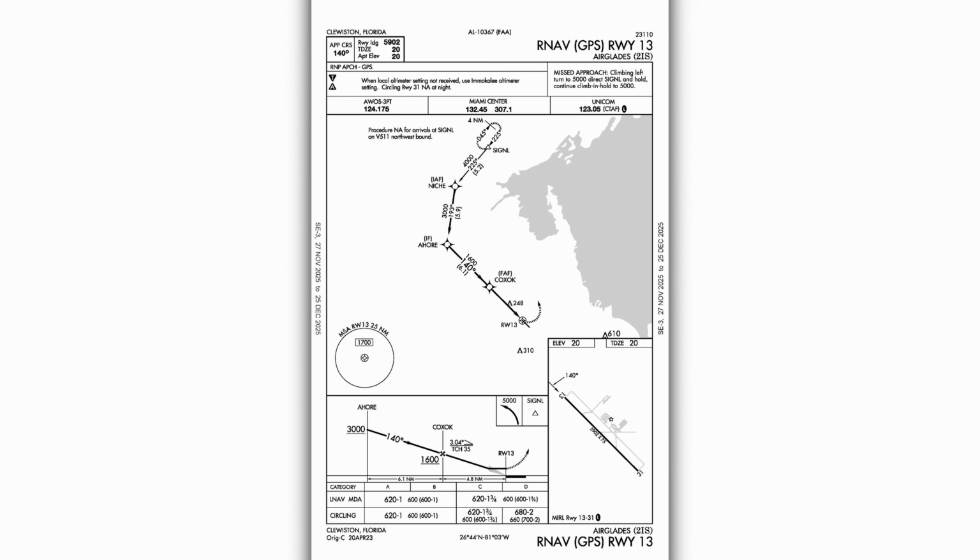Another type can be VOR and NDB approaches, as well as circling approaches, but we can get into that in another video. Now, taking a look at this approach plate, we can see one major difference. On the minimum section, we aren't flying this approach to a DA, but rather an MDA, which stands for minimum descent altitude, meaning we can't descend below this altitude unless we have all three of these things checked off.